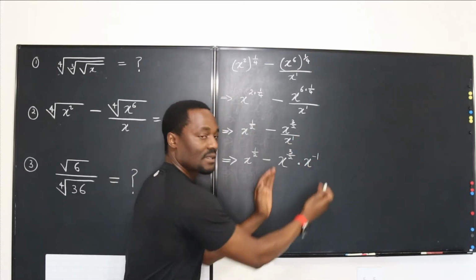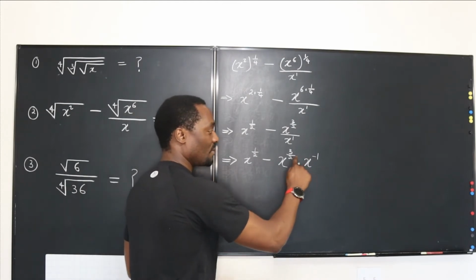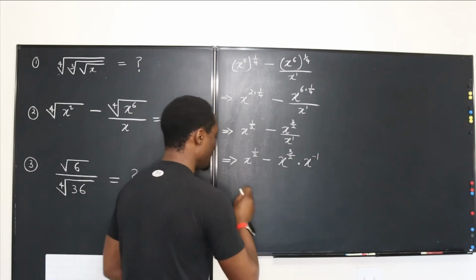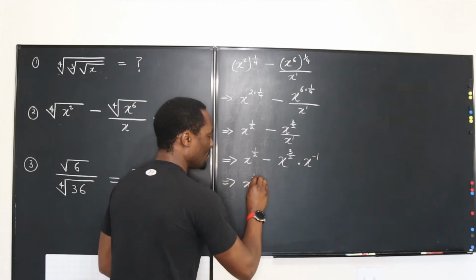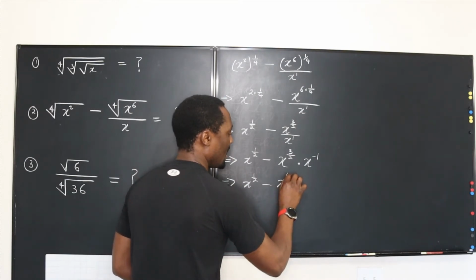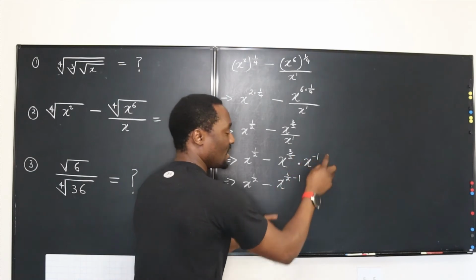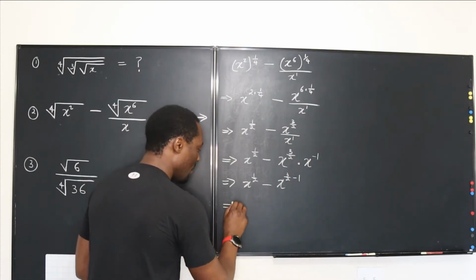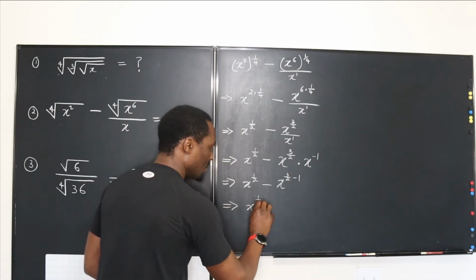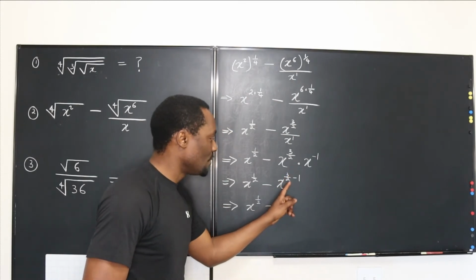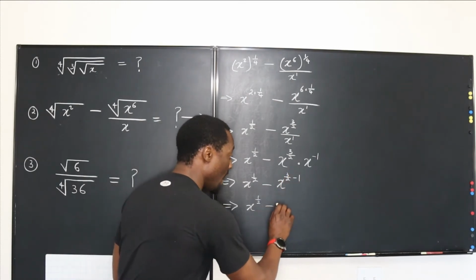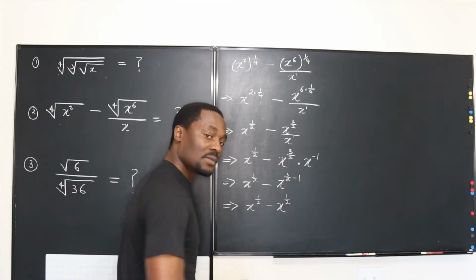Now let's take care of this, okay? To take care of this, remember when you're multiplying, you need to add the exponent, which means we'll be having x to the 1/2 minus x to the 3/2 minus 1. So you're adding these two together, which means just this plus -1. And what does that give us? That gives us x to the 1/2 minus... What's 3 over 2 minus 1 over 2? Ooh, it's x to the 1 over 2.